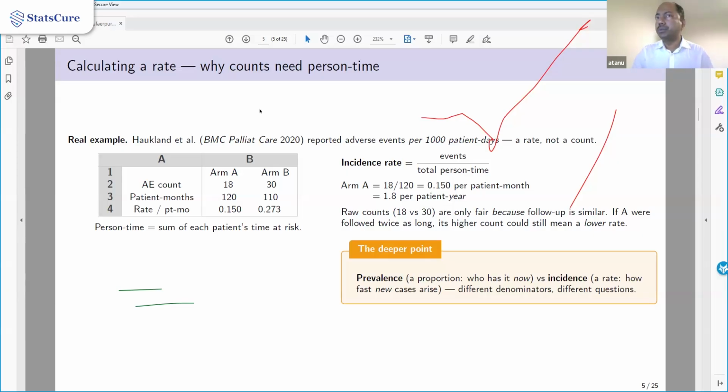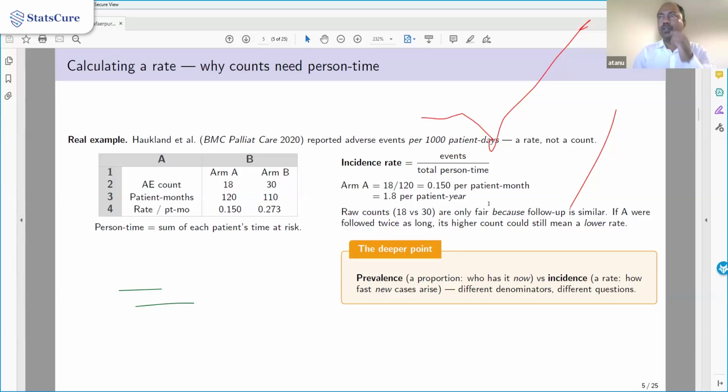Quite often we use, for example, a paper in BMC Palliative Care. We have two arms, arm A and arm B, and adverse events were calculated for both arms as 18 and 30. Patients were observed for 120 months in arm A and 110 months in arm B. We are trying to see the event rate per month, so 18 divided by 120 and 30 divided by 110. That's how we calculate the incidence rate, per patient-months.